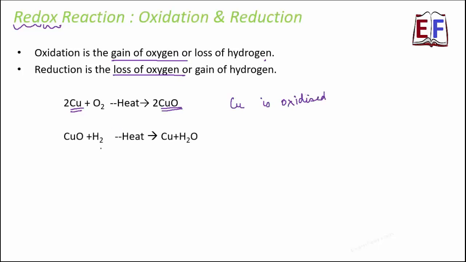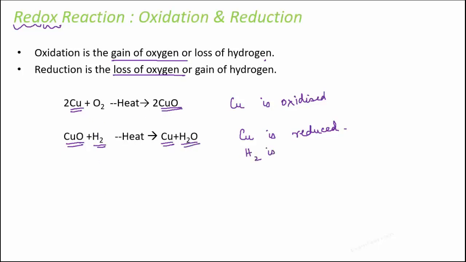Let's take another example. Copper oxide plus hydrogen gives copper plus H2O. So what's happening here? Copper oxide is changing to copper. That means copper is losing oxygen. So we can say that copper in this case is reduced. However, we see that hydrogen is changing from hydrogen to water. So hydrogen is actually gaining oxygen. So we can say that hydrogen in this case is oxidized.